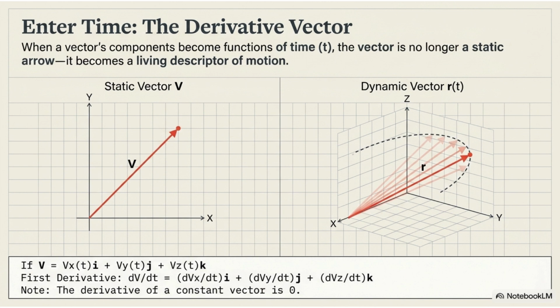Vector derivatives. In mechanics, vectors change with time. Position changes. Velocity changes. Acceleration changes. The derivative tells us how fast a vector changes. Velocity equals the derivative of position with respect to time. Acceleration equals the derivative of velocity with respect to time.